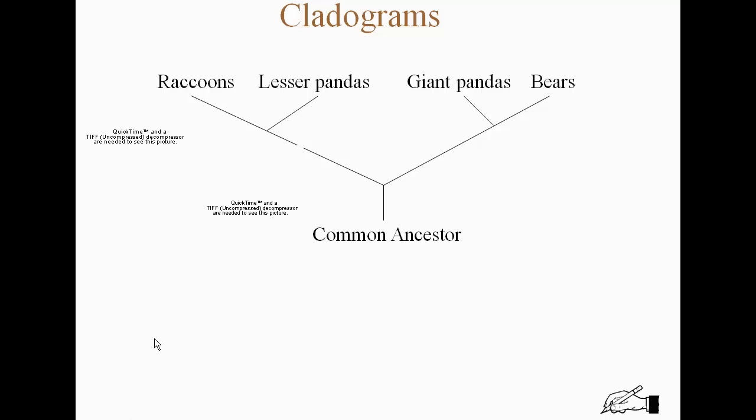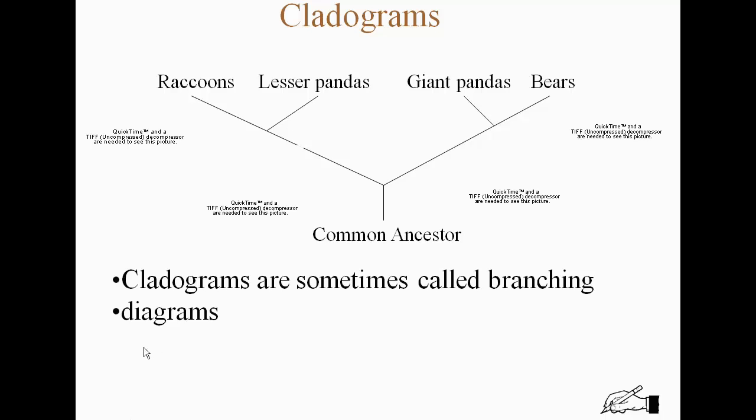Oh, that's not going to work. Oh, well. Fantastic. So, like I said before, cladograms are sometimes called branching diagrams. Based on this type of cladogram here, what do you think is more closely related to a bear, a raccoon or a giant panda? Giant panda. Giant panda, all right.